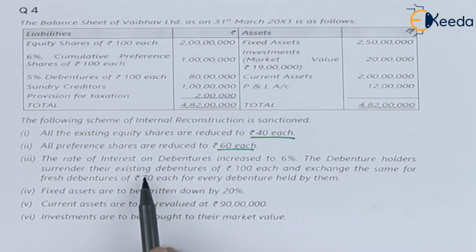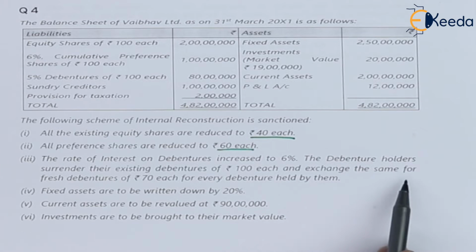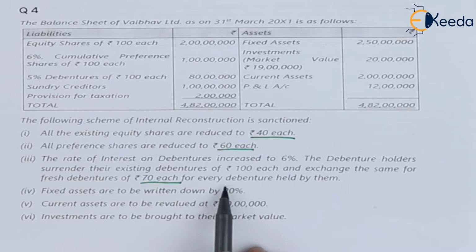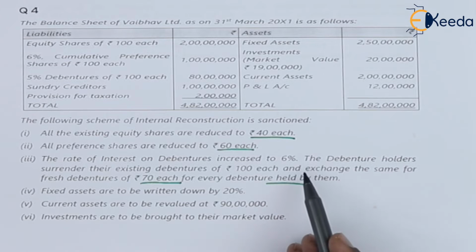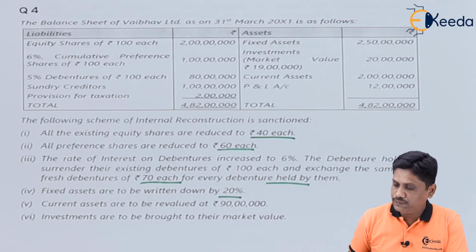The debenture holders surrender their existing debentures of 100 and exchange the same for fresh debentures of 70 each for every debenture held by them. Now you can understand that we are increasing the interest rate, but on the other end they are reducing their value to rupees 70. So there is some amount which is waived by them, which will be transferred to capital reduction. Fixed assets are written down by 20%.